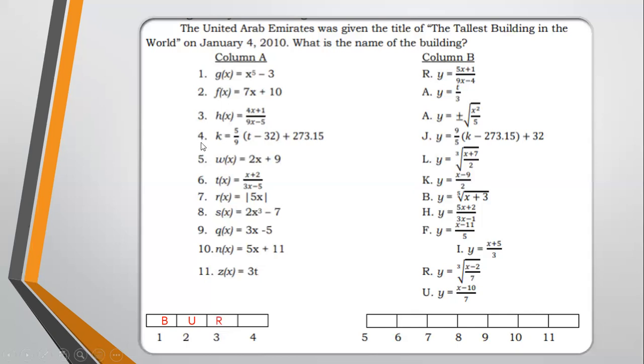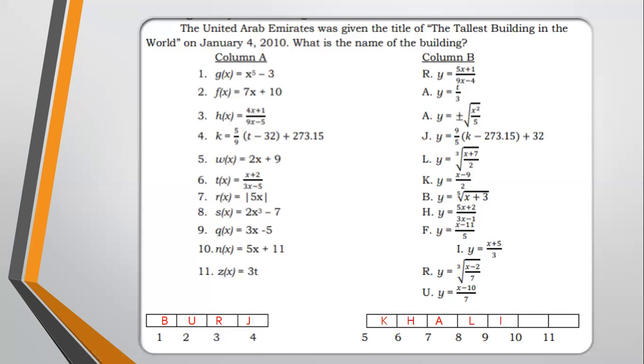Okay. Next, in the case of number 4, you need to inverse the fraction. Inversing 5 over 9, it will be 9 over 5. And then for the constants, -32 and +32, inverse them in position. So it will be k minus 273.15, which is letter J. So completing the answer in these exercises, you will get the tallest building in the world is the Burj Khalifa, which can be found in the United Arab Emirates.